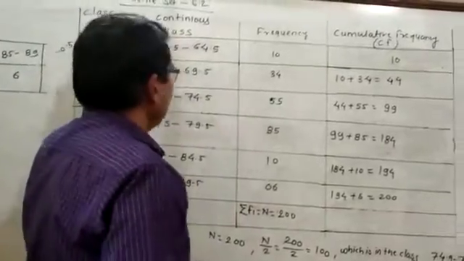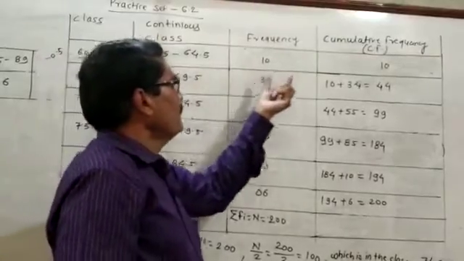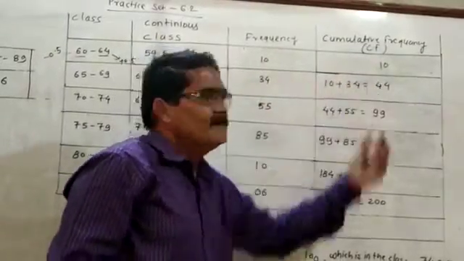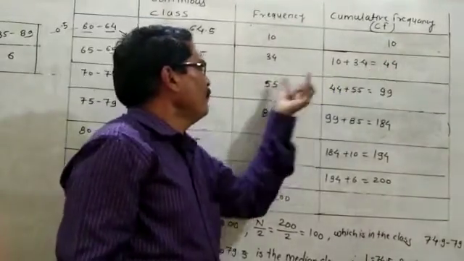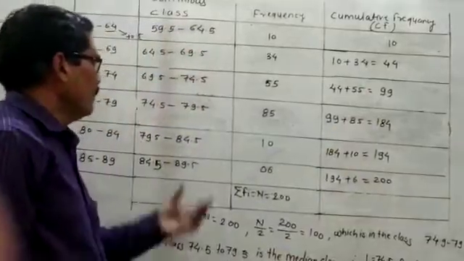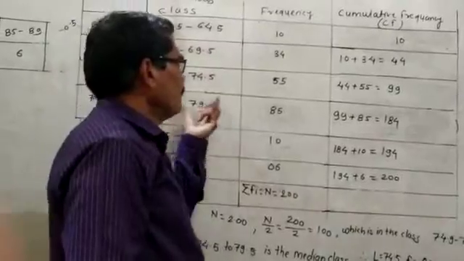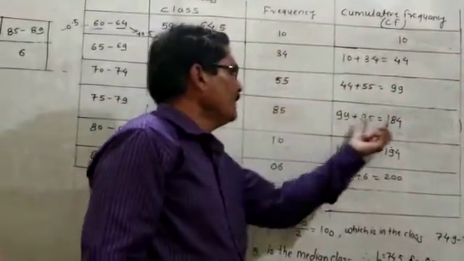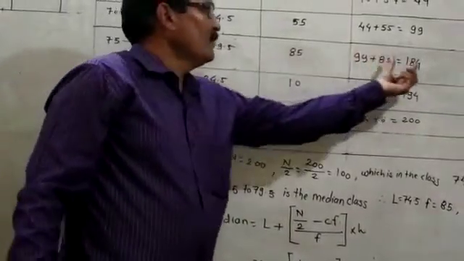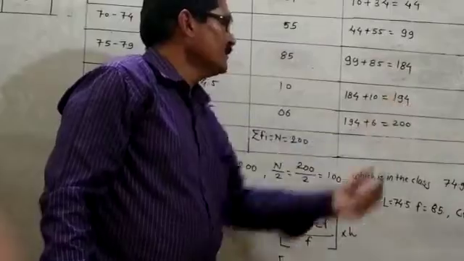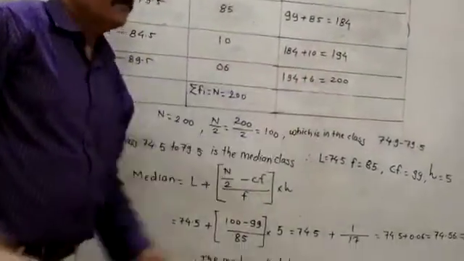The cumulative frequency of this class is 10. The cumulative frequency of the next class you have to find out by the sum of 10 plus 34, which is equal to 44. For the next class, 44 plus 55 is equal to 99. Then 99 plus 85 is equal to 184. Then 184 plus 10 is equal to 194. And 194 plus 6 is equal to 200.